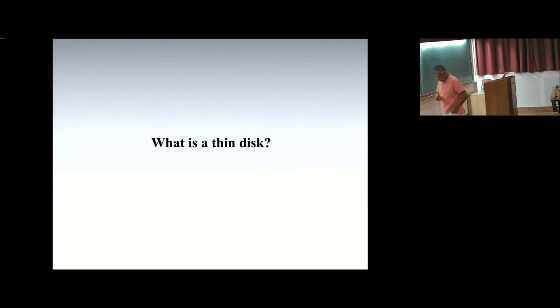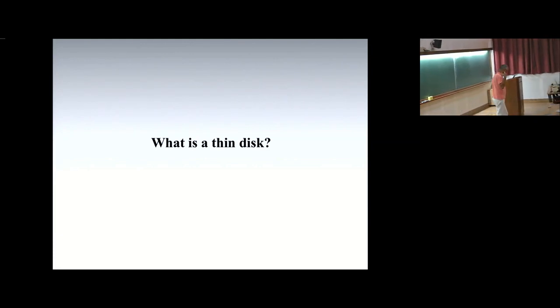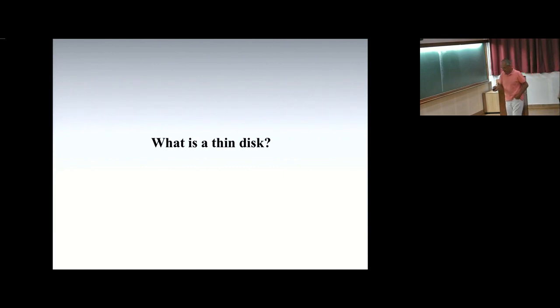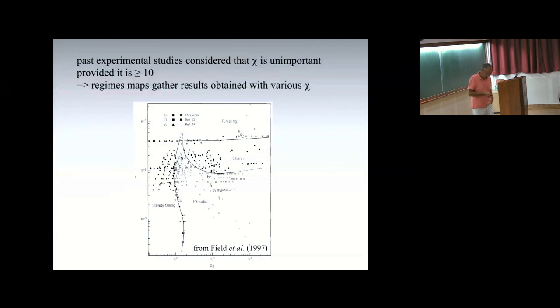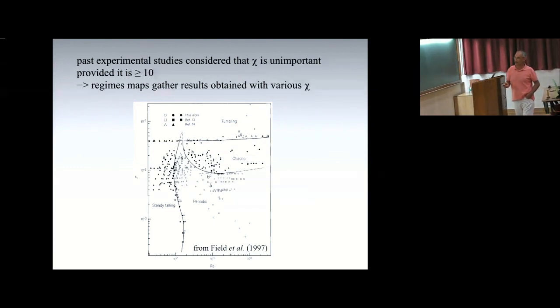So next, we address the question of what a thin disk is. What I told you up to now was for an infinitely thin disk, but then we decided to consider what happens when the thickness is small but finite. Indeed, if I come back to this phase diagram from 1997, all data that are gathered in this diagram belong to disks with various thicknesses. At that time, everybody was convinced that a disk with an aspect ratio of 10 or 50 or 100 was the same thing, provided the disk is thin. So basically, this diagram gathers very different disks.